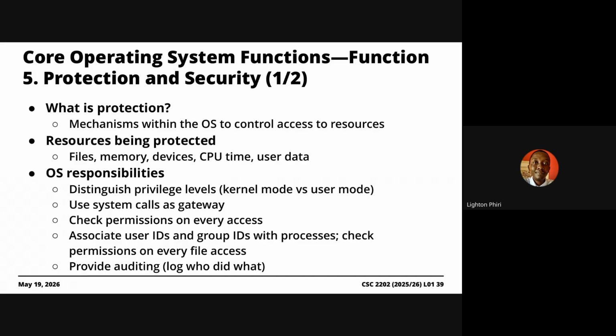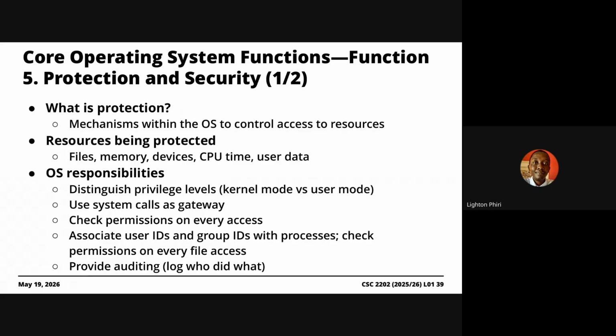Now, the long and short of it here in terms of the responsibilities is its role, that is the operating system's role, is to distinguish privilege levels, right? And we'll discuss this very, very soon. So distinguish between kernel mode and user mode. Use appropriate system calls as a gateway to facilitate access to files, right? So reading, writing to files, for instance, deletion of files. And to check permissions on every access.